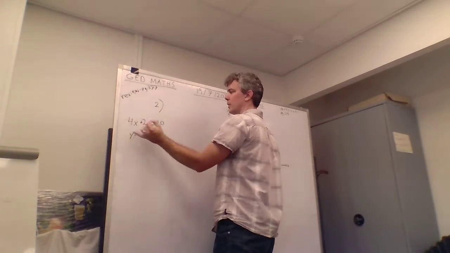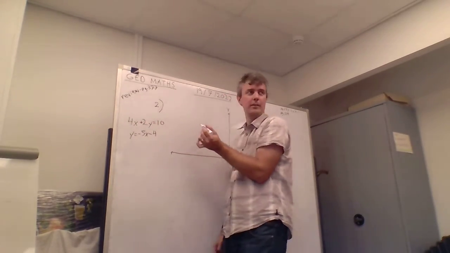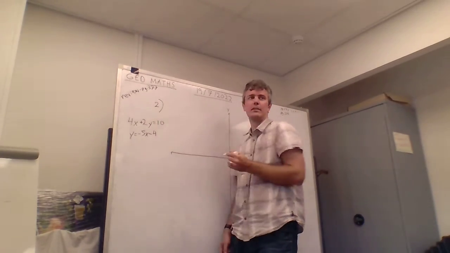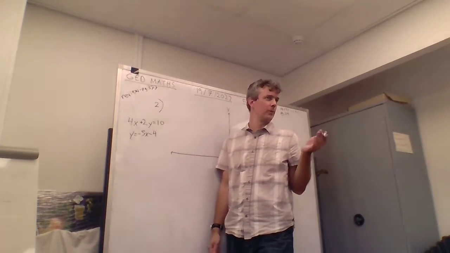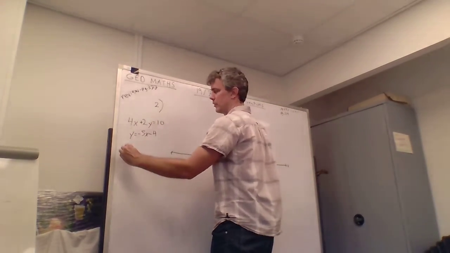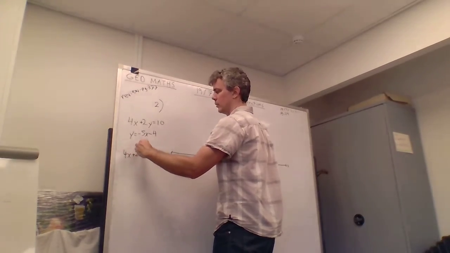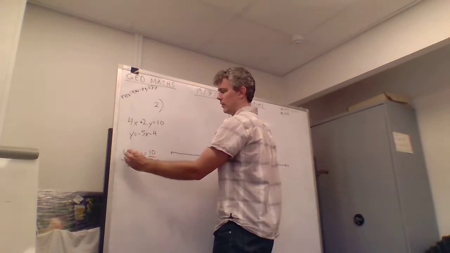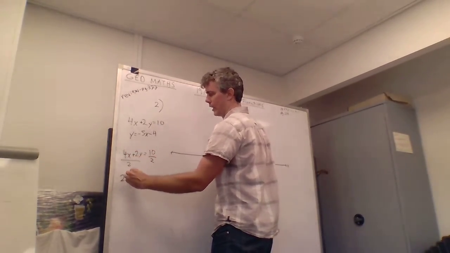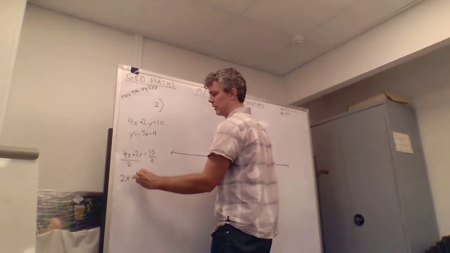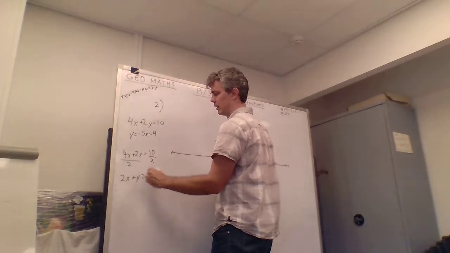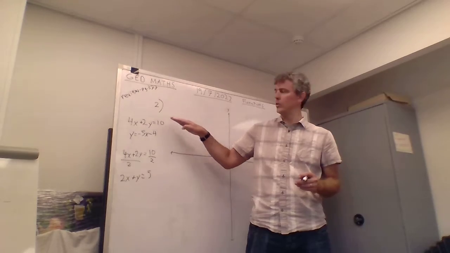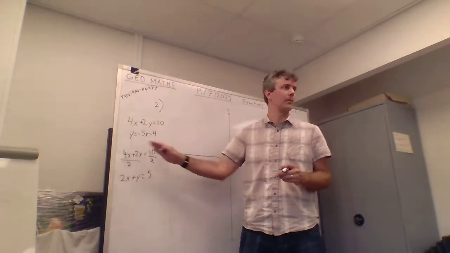So first of all, if we look at this, there's a 4, a 2, and a 10. Is there something we can do with that? Yes, we divide by 2. They're all divisible by 2, so we can divide both sides by 2. So 4x plus 2y equals 10. Divide both sides by 2. 4x divided by 2 is 2x, plus 2y divided by 2 is y, equals 5. Whenever you see something like that, where you can divide through, it's a good idea to simplify. Just divide both sides by the same number.